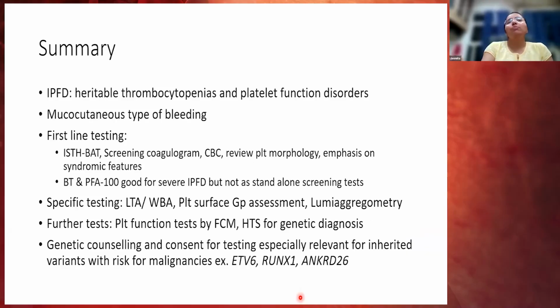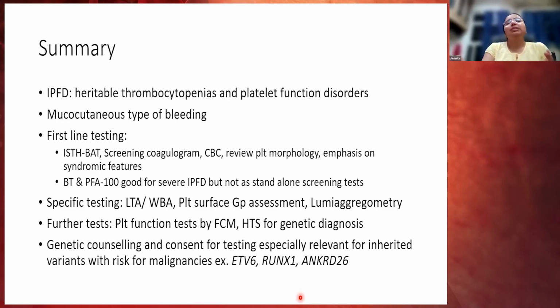All of these cause a mucocutaneous type of bleeding rather than a deep joint or tissue bleed. First line testing includes seeing whether the bleeding history is significant or not by doing an ISTH BAT, then a screening coagulogram, CBC, a review of the platelet morphology and counts, and also remembering the syndromic features that these patients will have. Bleeding time and PFA-100 are good for a severe inherited platelet function disorder, but not as a standalone screening test.